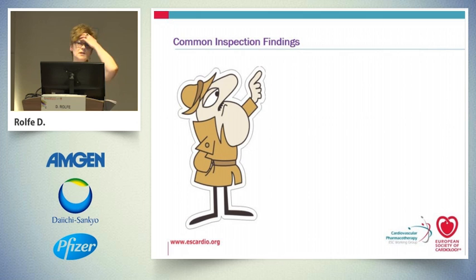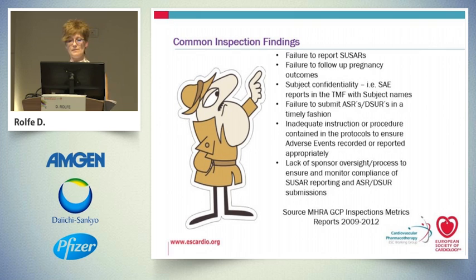So, common inspection findings. Failure to report the SUSARs. Failure to follow up pregnancy outcomes. Subject confidentiality, so they're actually leaving identifiable information on the SAE forms. Failure to submit annual safety reports and developmental safety update reports in a timely fashion. Inadequate instructional procedure in the protocols to ensure that adverse events are recorded or reported appropriately. And the lack of sponsor oversight on the process to monitor the compliance of the submissions.